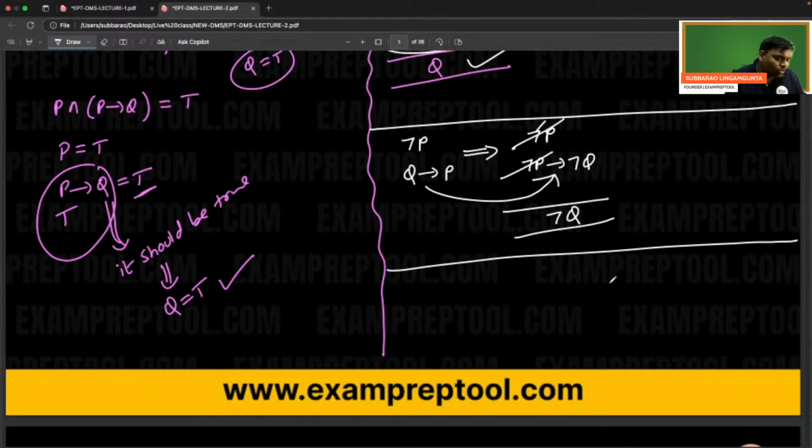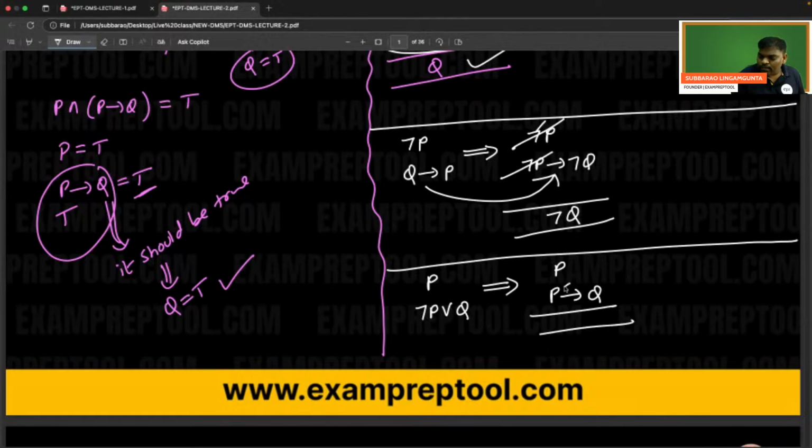Let's see one more interesting thing. I will do that also; you will get more clarity. Can you see this one? P, and another one, negation P or Q, which will go to Q. Negation P or Q, right? The short name is P implies Q. Everyone knows P implies Q can be written as negation P or Q. Then if you cancel both, Q will come. This is another way.